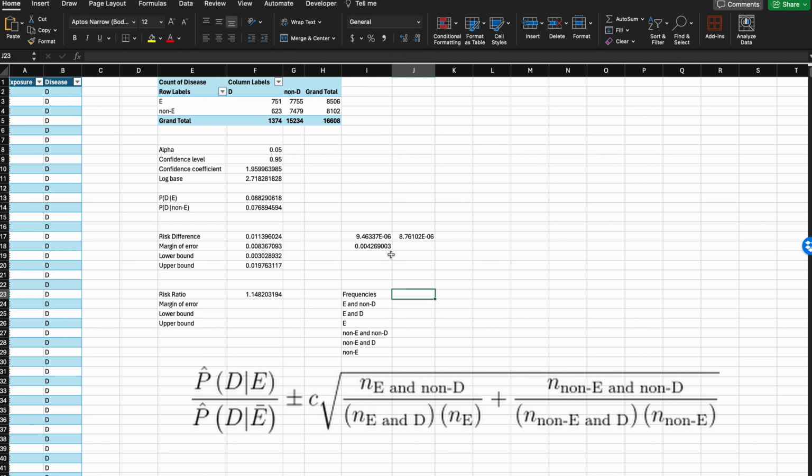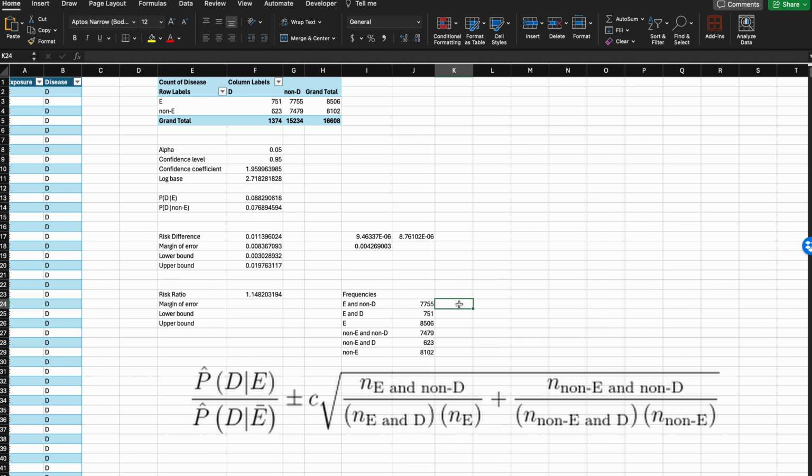Now, to calculate the margin of error is actually quite involved. Here's the list of the numbers that we need, the frequencies that we need. Let's go through them. We need the frequency of the exposed and not diseased. So I'll go to my table. There's the exposed, there's not diseased, that's 7755. Let's go to exposed and disease, that's the 751. Just the exposed, that will be 8506. The non-exposed and non-diseased, that's going to be the 7479. The non-exposed and disease, that's the 623. And then finally the frequency of the not exposed, that's 8102.